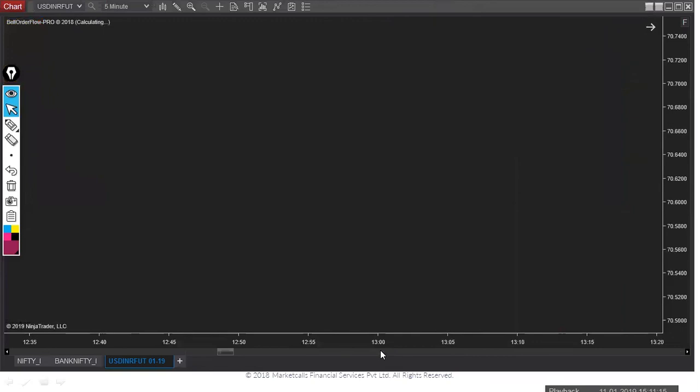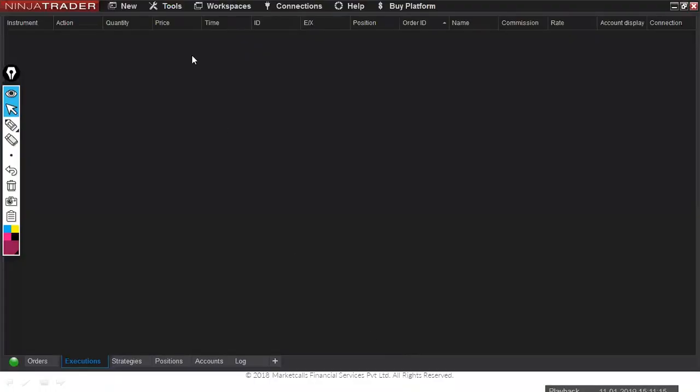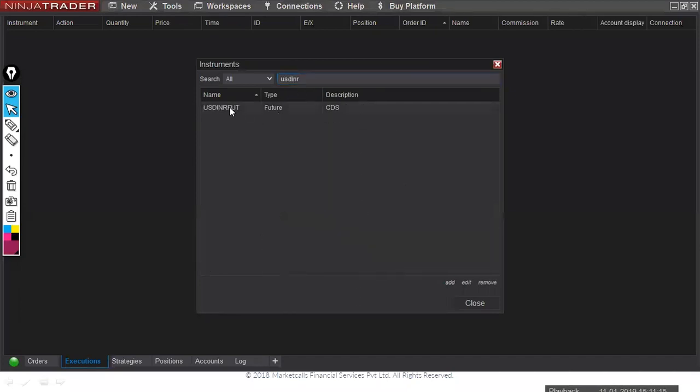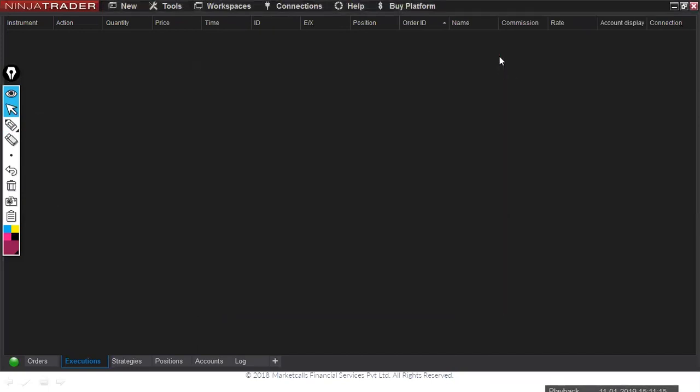First, you need to figure out what the tick size is for the USD INR. So let me figure out the tick size from the Control Center. I'll go to Tools, Instruments, where I'll bring USD INR. I select USD INR and press Edit. You could see that the minimal tick size is 0.0025, right? So if you have to keep 2 as the TPO size, that means every 2 tick size movement, a block will get formed over there.